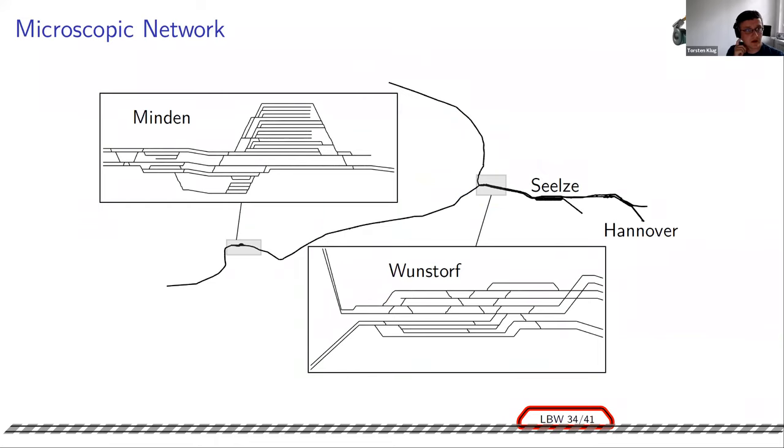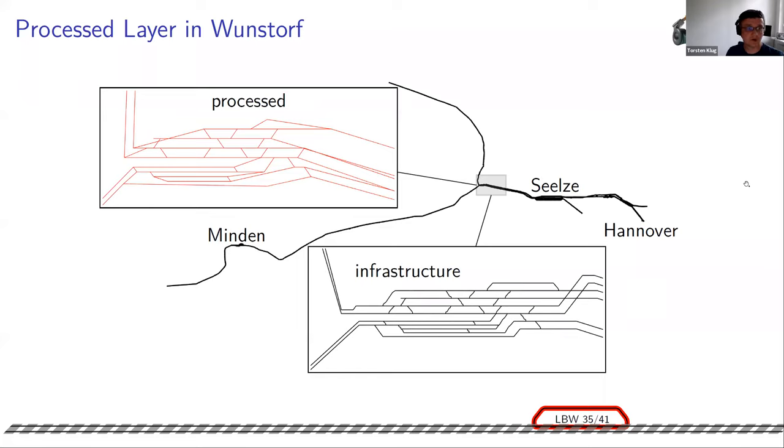So we have here our microscopic network. This is a corridor from Hannover, Seelze via Wunstorf to Minden. We have here this microscopic view of it. And then here, for instance, for Wunstorf, the processed network. So in the lower part, at the bottom, the infrastructure is given. And here the process graph is then aggregated. So we leave out all the signals, axle counters or anything else that could be a node. So each node in our processed graph is a stopping point or a switch.